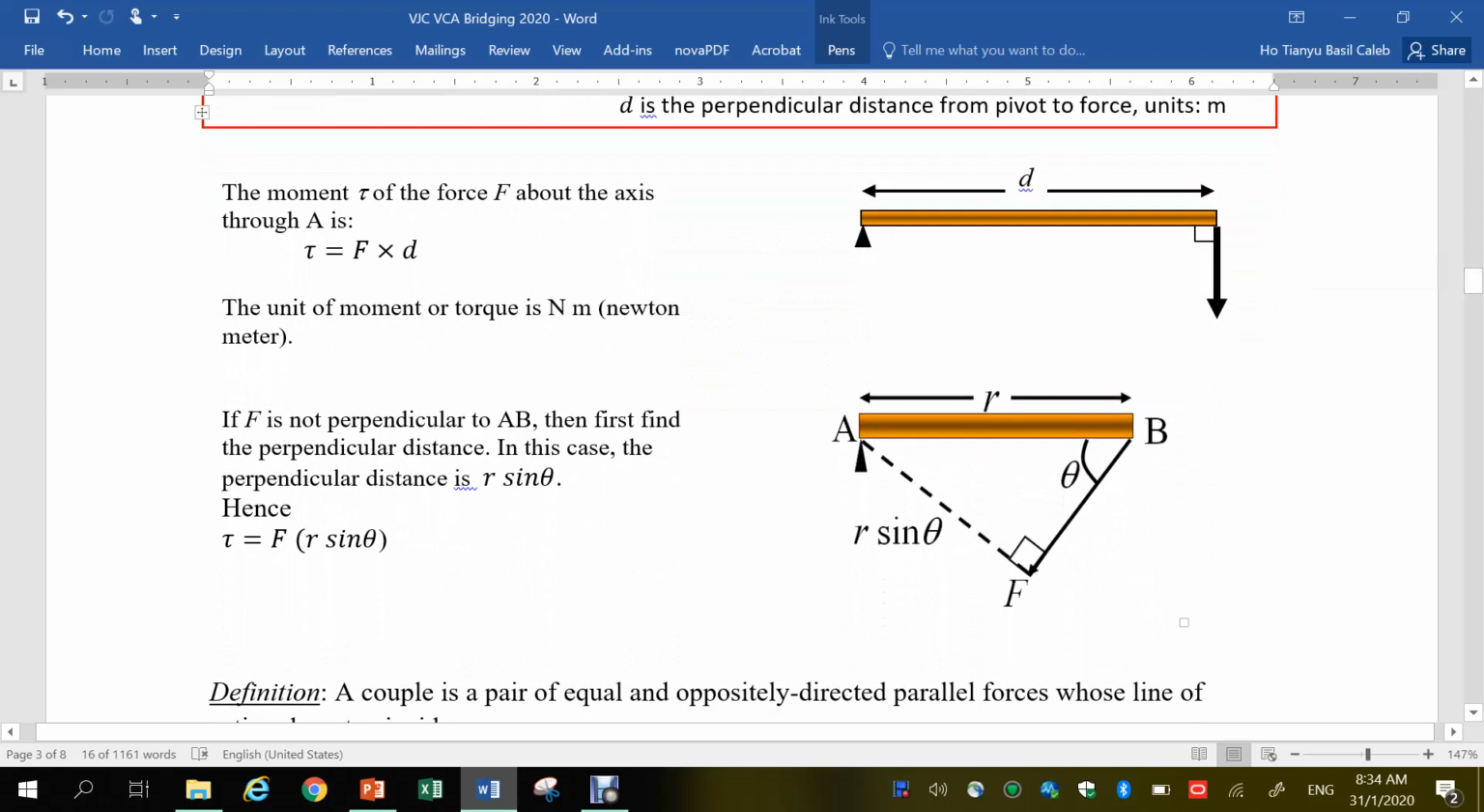When the force and the perpendicular distance are perpendicular to each other, the moment value is very easy to calculate. Just take the moment, it's just the value of the force F multiplied by D.